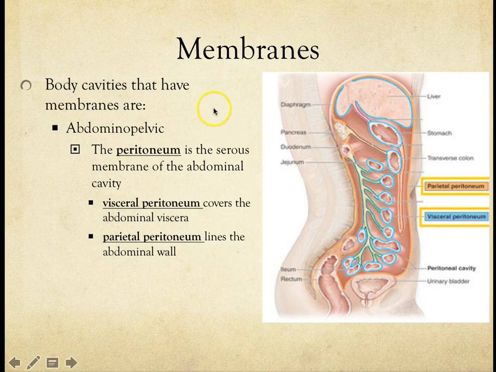And then finally, the abdominal pelvic area also has a membrane. It's a little bit harder to see in this image, but we call that the peritoneum. So again, visceral peritoneum is going to cover the actual organs in the abdominal area, or the viscera, and then the parietal peritoneum will line the abdominal wall.